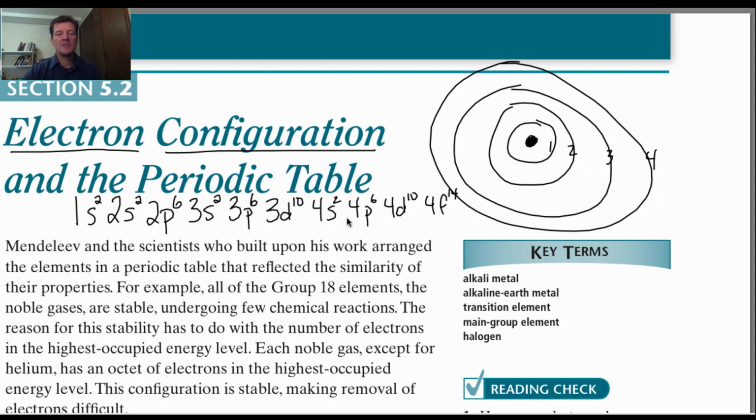Now the arrangement of these is not quite the way I wrote it out. The 4s actually gets filled before the 3d, but we'll talk about that in a second. Okay? But you can see as you go to higher and higher energy levels, it can accommodate more and more electrons. All right? So it's this arrangement of electrons, the electron configuration, that gives elements similar properties.